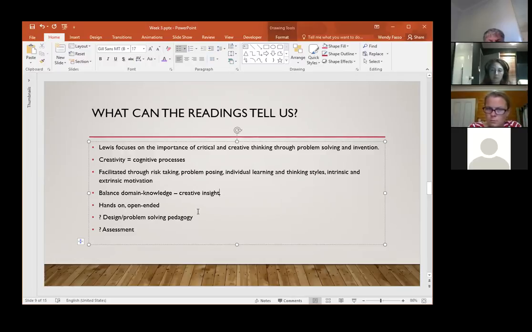And then Lewis comes up with question marks that he feels that we haven't actually addressed yet. So this is something you may want to address as an area of focus in terms of problem-solving pedagogy. How are we going to teach problem solving? And the assessment issue he left open-ended. How do you actually assess creative thinking? Is there a yardstick?